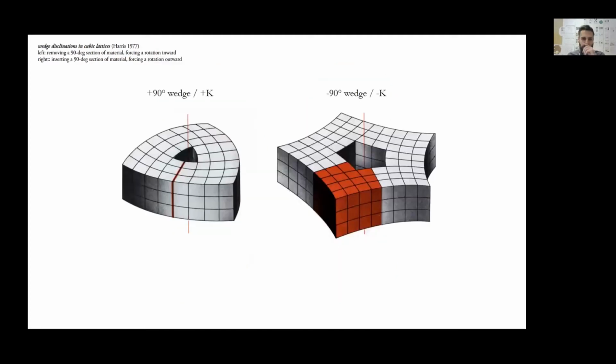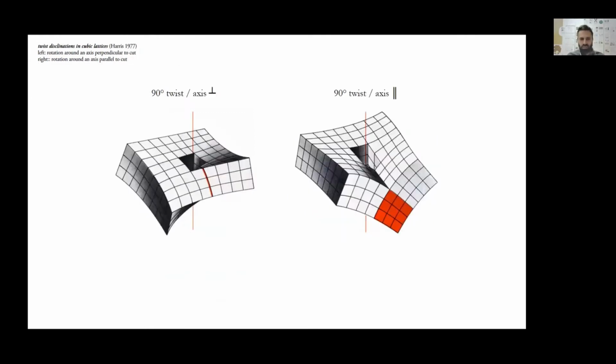And just really quickly, in terms of understanding how they work in lattices and cubic lattices, this is another illustration by Harris that shows that. So again, a bit of a removal and a bit of an insertion will create either positive or negative curvature. And a couple of different types also exist.